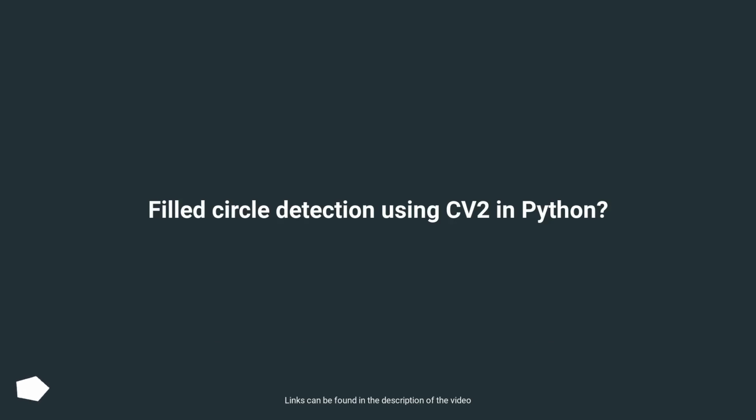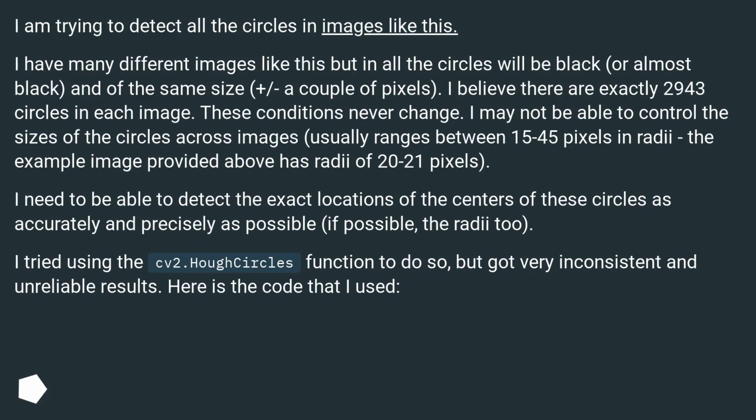Filled circle detection using CV2 in Python. I am trying to detect all the circles in images like this. I have many different images like this, but in all the circles will be black, or almost black, and of the same size, plus or minus a couple of pixels. I believe there are exactly 2,943 circles in each image.